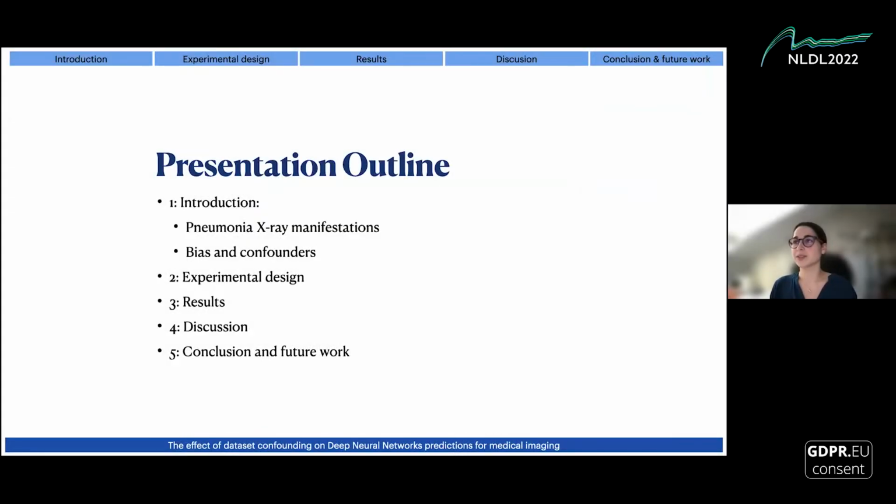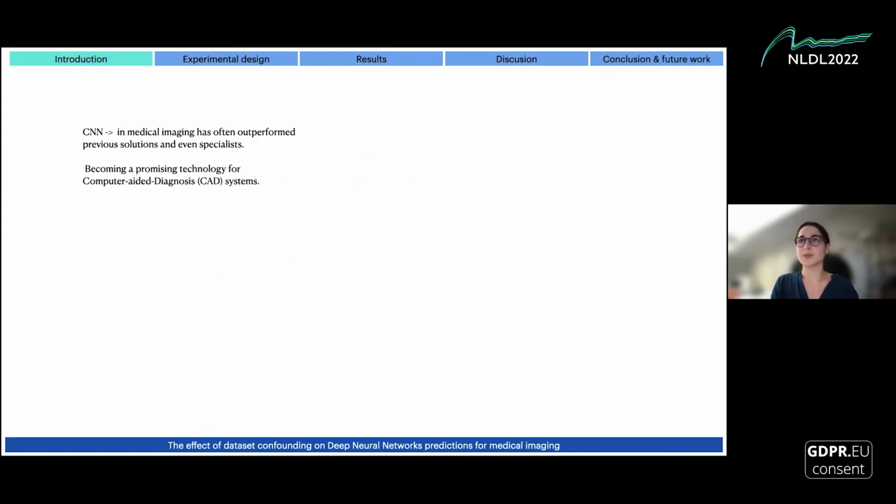Then pneumonia and X-ray manifestation. And we introduce the problem of bias and confounders. I will then go to the experimental design, to the preliminary results, discussion, and conclusion.